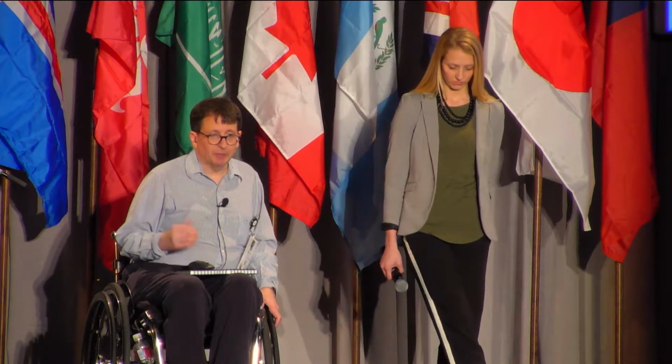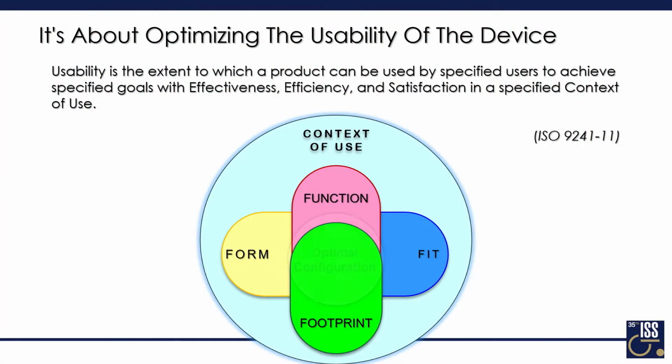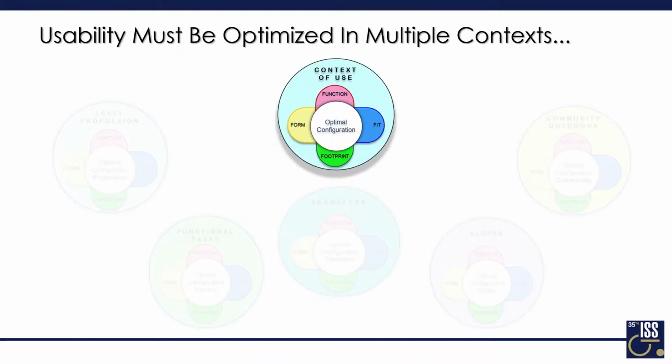And secondly, it's about optimizing the usability. And I think every time I've given a presentation, I've always gone back to this, but usability is just the extent to which something can be used with efficiency, satisfaction, and effectiveness in a specific context of use. And with wheelchairs, I kind of consider 4 Fs: form, fit, function, and footprint. And it's finding the best balance of trade-offs between those things to make sure that the person's as functional as possible, getting appropriate postural support, and being able to use that device in the environments where they need to use it. And when you find that, you find the optimal configuration.